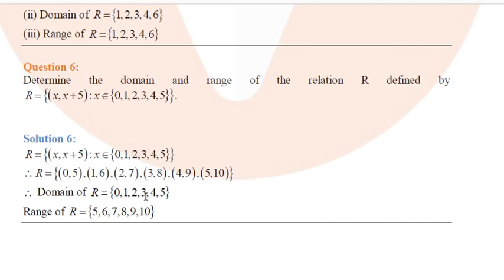Then after that we have to write the images, meaning the range. Range means all the images according to 0. What is the image? 5, 6, 7, 8, 9, 10. These are all images, meaning the range. The range is this. In this way we have to do it.